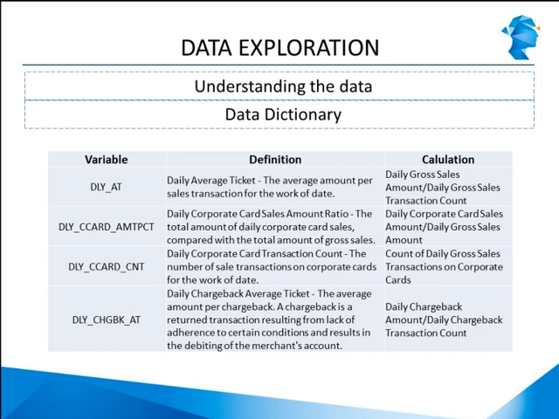So these are the definitions of the first four variables as per the data dictionary, as well as the calculations for these variables. Similarly, we have to look at each and every variable. We have 31 variables in this. We have to look at all 31 variables, understand their definition as well as how they are calculated in order to get a sense of the information that we are dealing with.